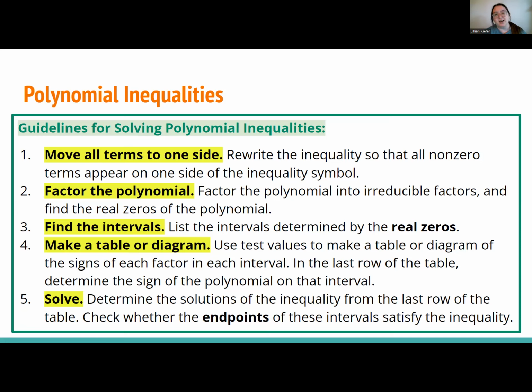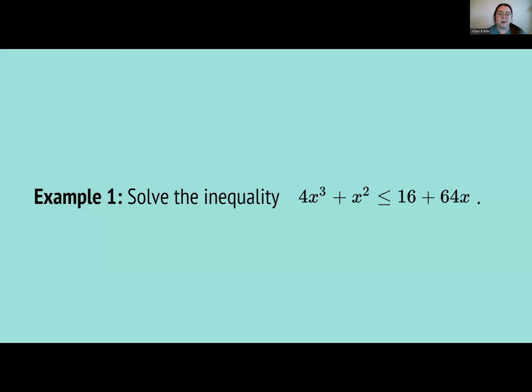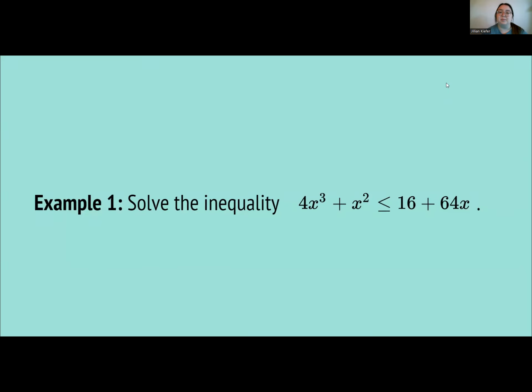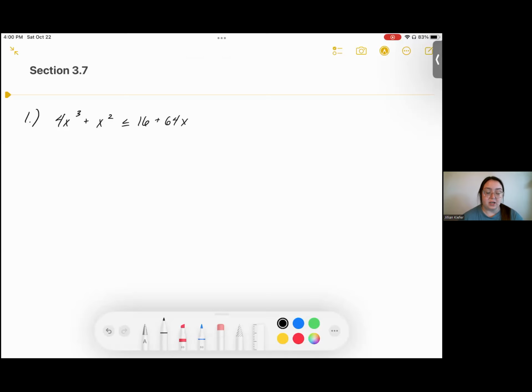So, all right, here are all the guidelines. Let's go ahead and do an example. Example 1, we're going to solve the inequality 4x cubed plus x squared is less than or equal to 16 plus 64x. All right, let's go on over to our notes so we can work on this problem. So we have example 1. We are finding 4x cubed plus x squared less than or equal to 16 plus 64x. So we're going to go ahead and solve this. We said in our very first step that we want to bring all of our terms over to one side.